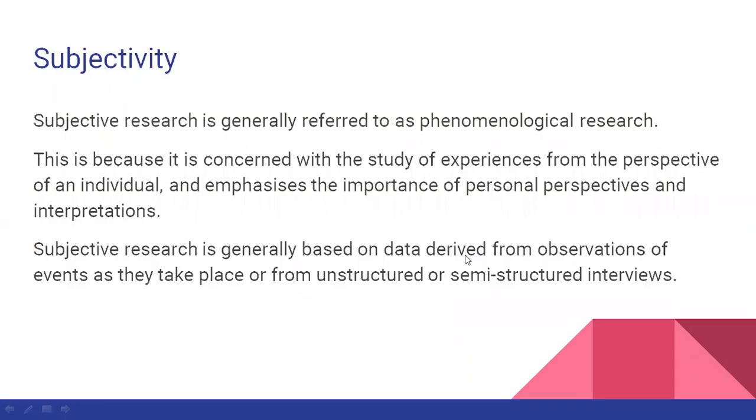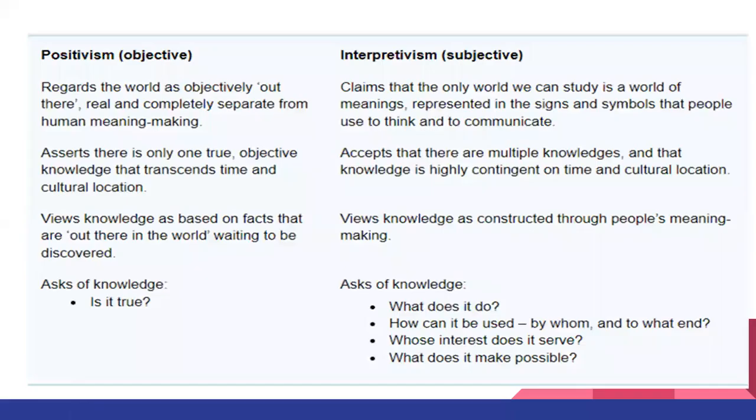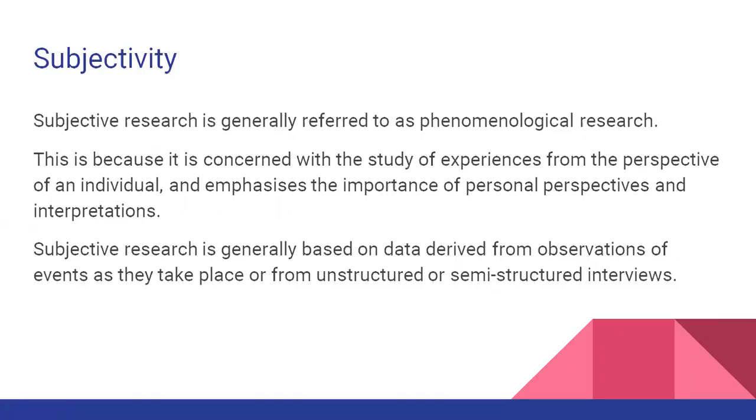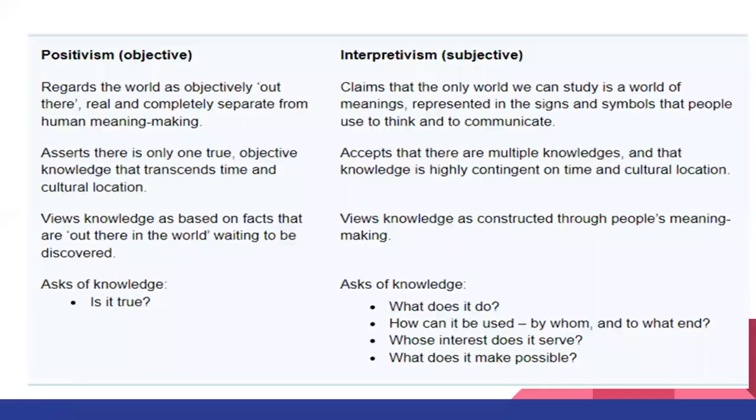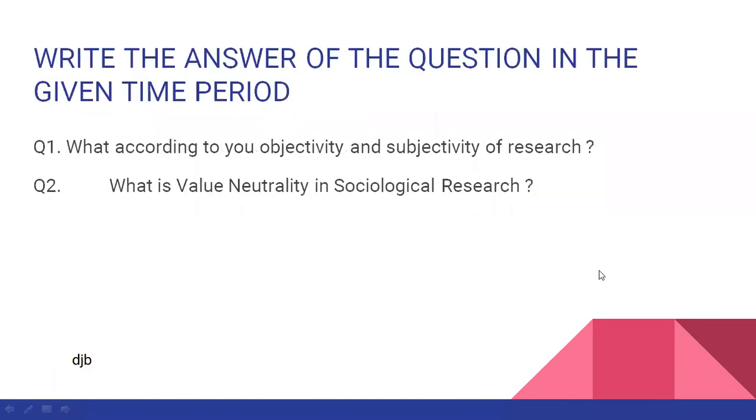So with this, I'm ending today's lecture, but there are two questions. I have taken a few topics that I feel are very important for this subject, and I give questions related to those particular topics only. So do not skip that, and I have seen that all of you are doing that. That's a good thing. So for today, I have framed these two questions for you. The first question is, what according to you are objectivity and subjectivity of research? Please cite some examples to justify your answer. The next question is, what is value neutrality in sociological research?